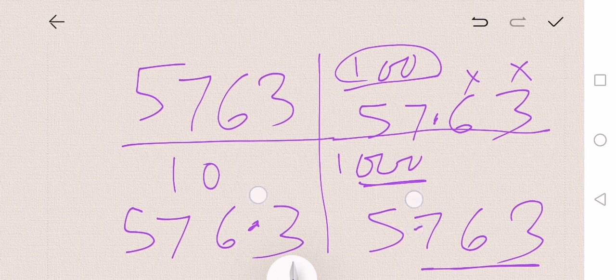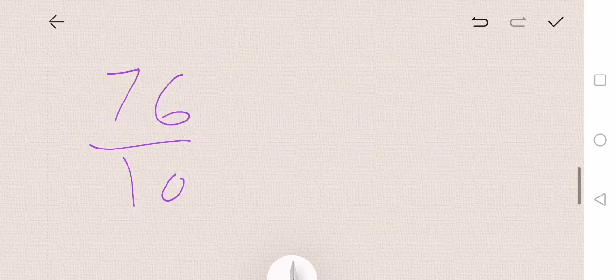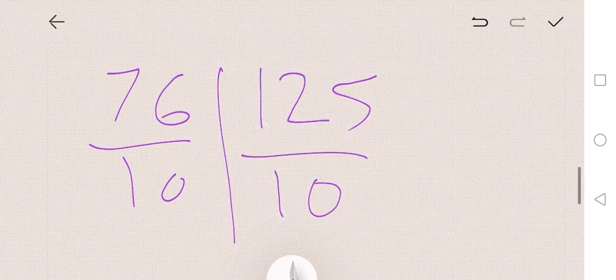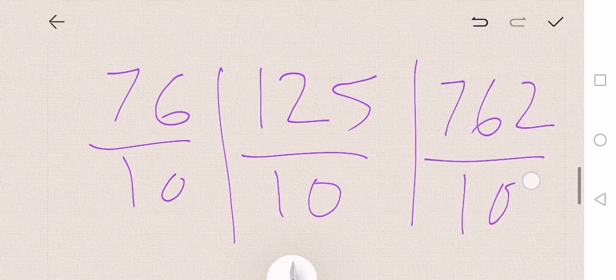I hope it made sense to you. So can you please do a few numbers? Write down 76 divided by 10. What should be the answer? And show it to me. Then 125 divided by 10. Then 762 divided by 100. Do these three and then give me the answers.